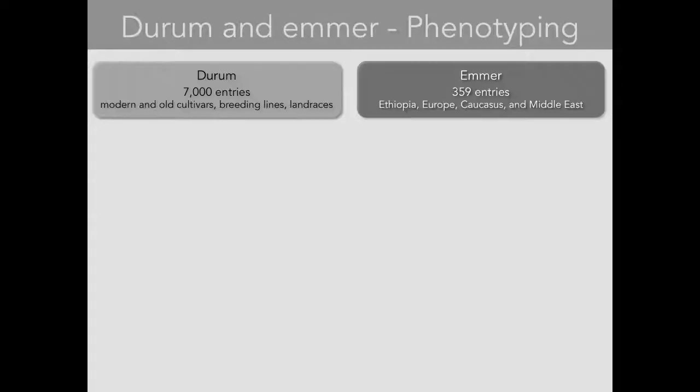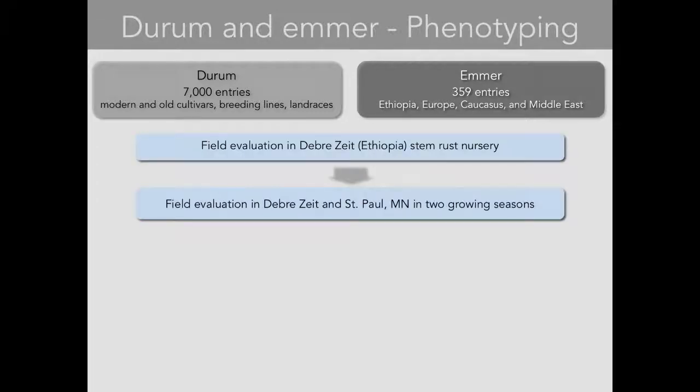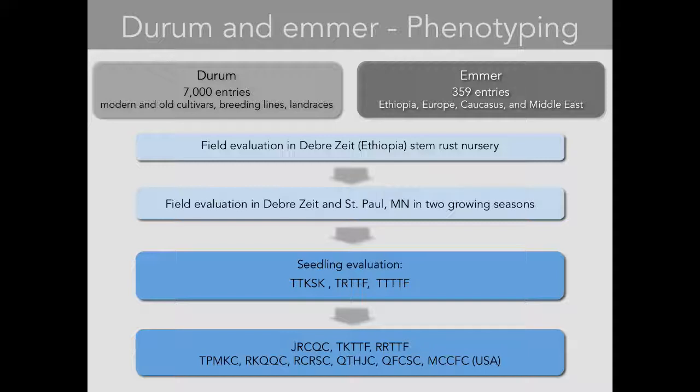And this is the approach that we have been following for phenotyping the durums and cultivated emmers. All these entries are first characterized in the field in Debre Zeit, Ethiopia. But don't think that these 7,000 entries will go all together to the Ethiopian nursery. I divide this collection in groups of 1,000 and send one at a time in every growing season. Whatever lines were resistant to moderately resistant in this first field evaluation are then evaluated for 2 additional growing seasons in Ethiopia and 2 growing seasons here in St. Paul.